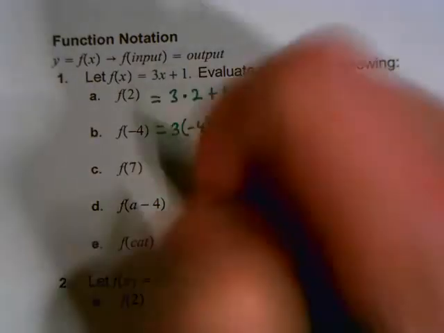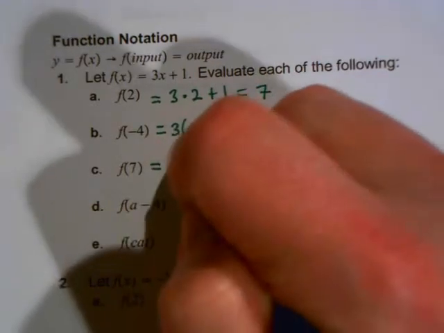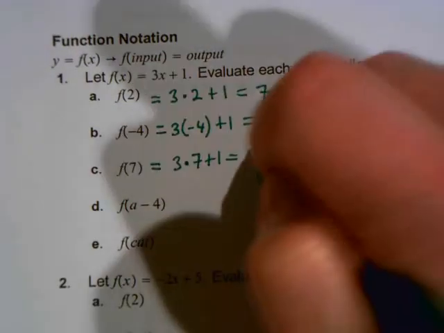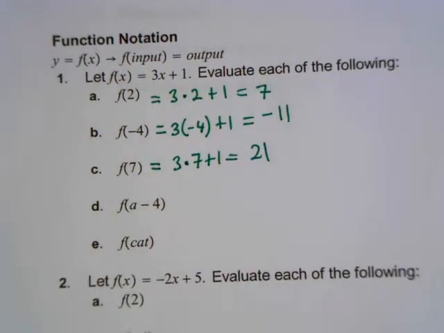Alright, well, hopefully you've got the hang of this. F at 7, all that symbol means is don't write the letter x, write the number 7. Work out the arithmetic. 21.